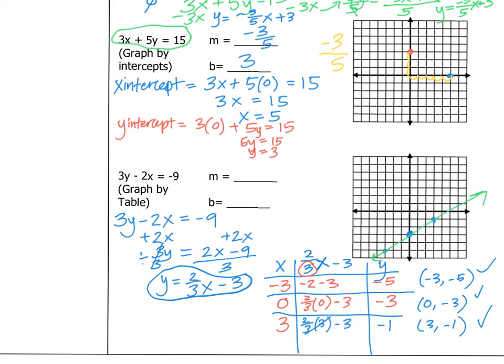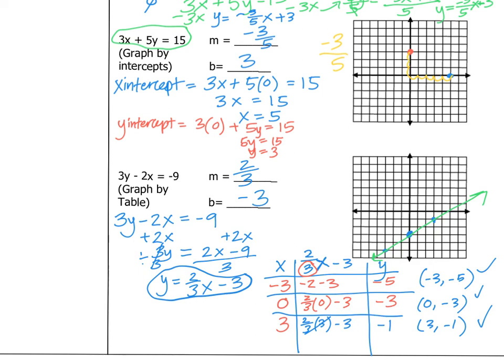And then I just want to make sure that I go ahead and write my slope. So we found that our slope is 2/3. And then our y-intercept, and as you can see on the graph as well, is negative 3.